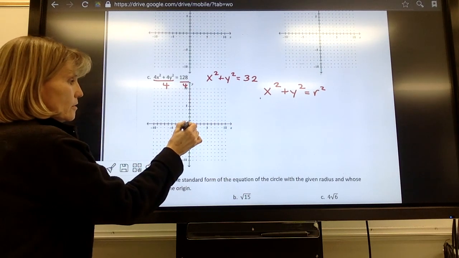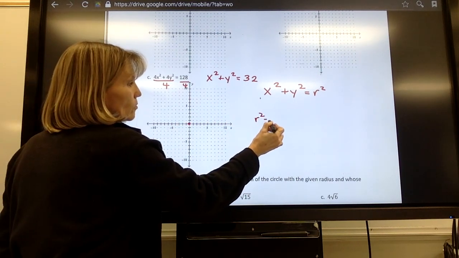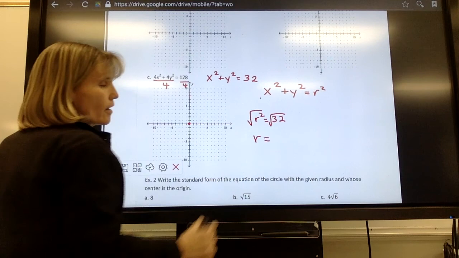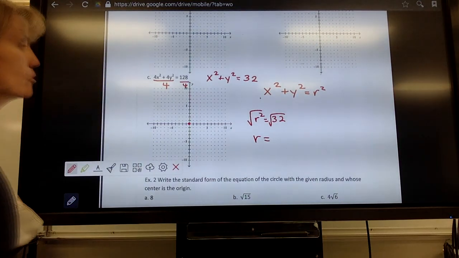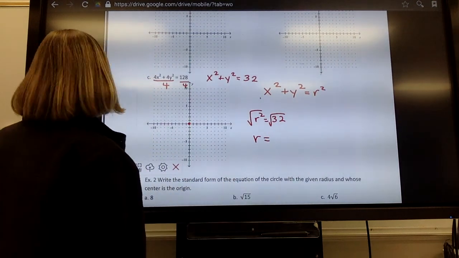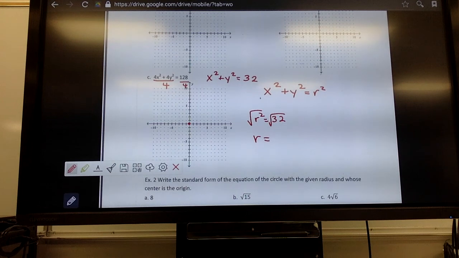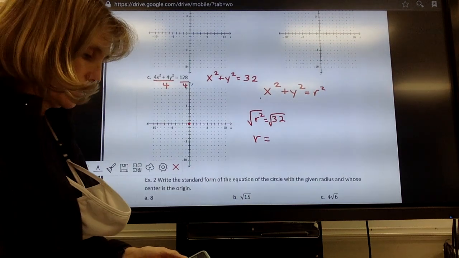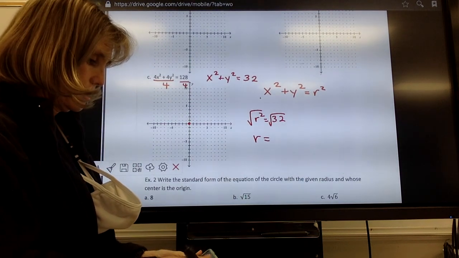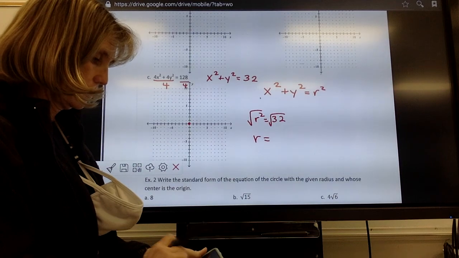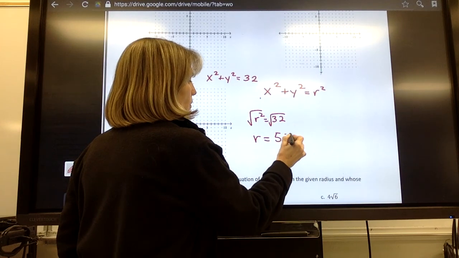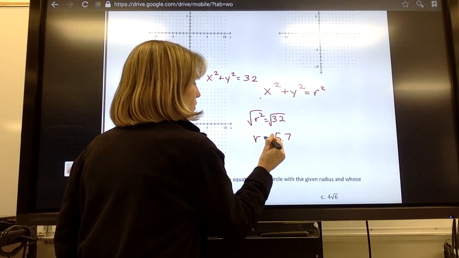So again, we've got a distance here. If r squared equals 32, when I go to take the square root of both sides, you're going to have to use a calculator to find the square root of 32. I know the square root of 25 is 5, and I know the square root of 36 is 6. So let me grab my phone here, and I will use the calculator. I want 32, and I want to find the square root of it. I get 5.7. Okay, that's an approximate value.